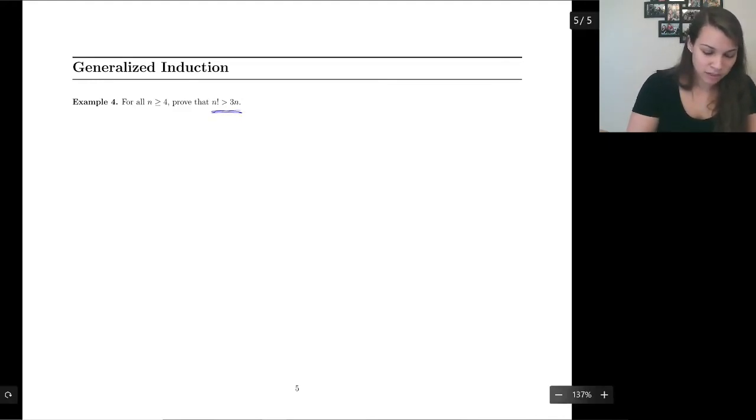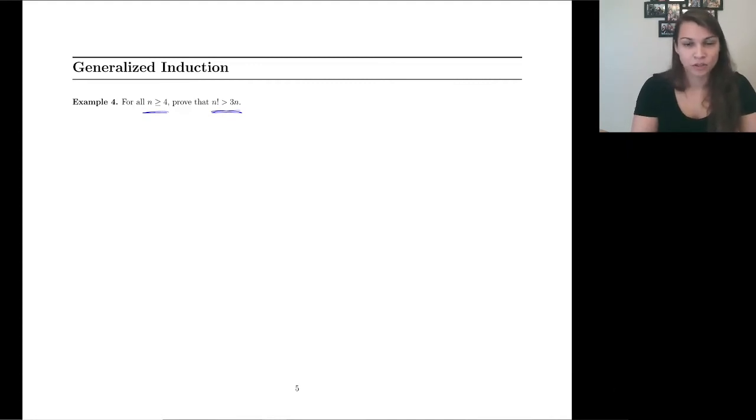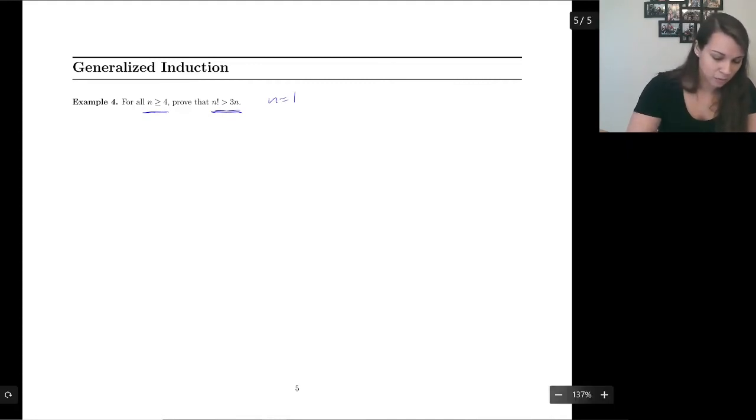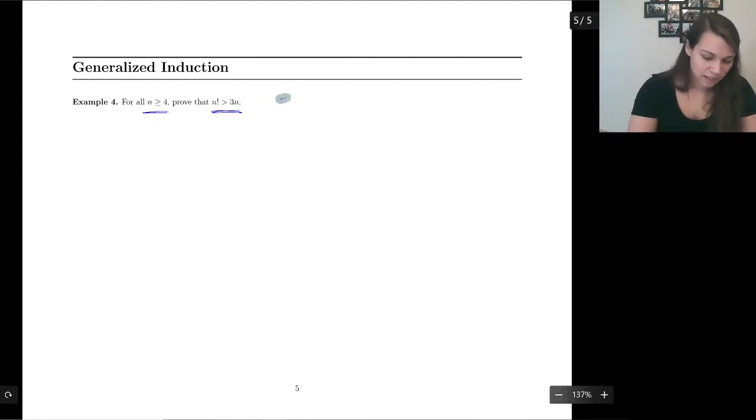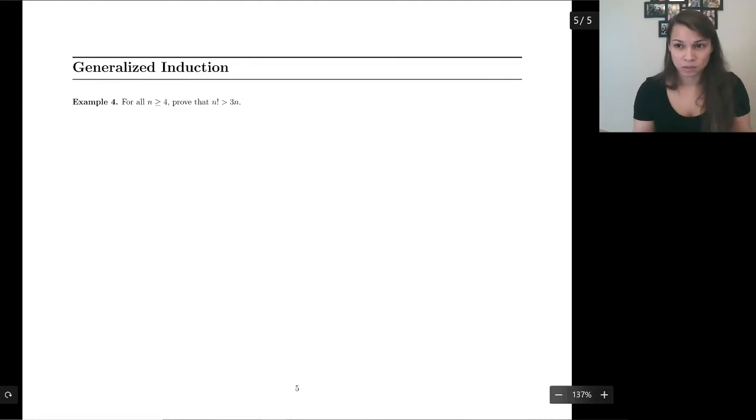However, this formula is only going to work for n bigger than 4. If you try plugging in n equals 1, you end up with 1 is bigger than 3, and you're like, no. But as soon as n is bigger than or equal to 4, this formula will work. So our starting place is now not going to be n equals 1.